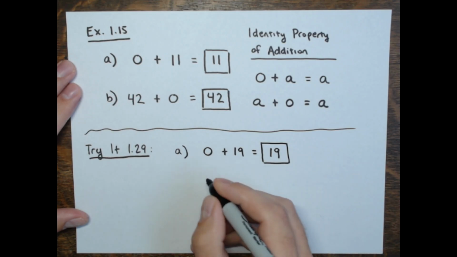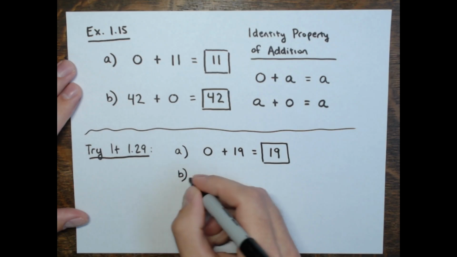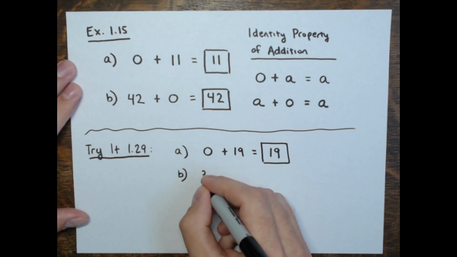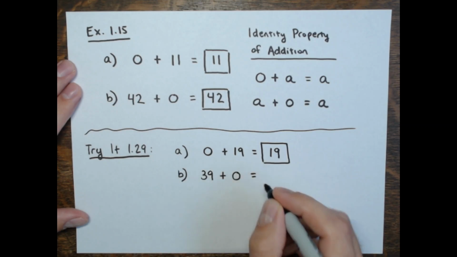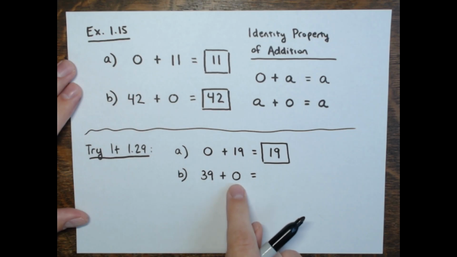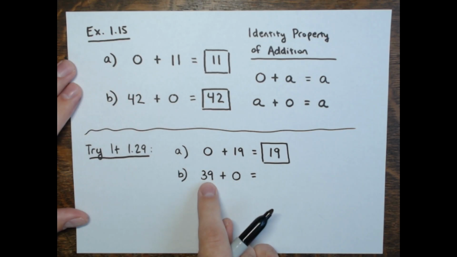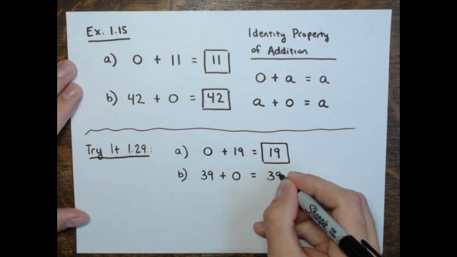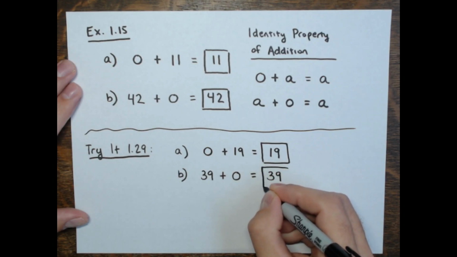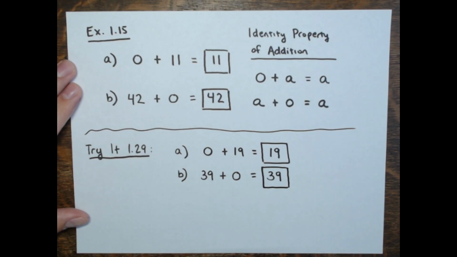Easy. Part B, 39 plus 0. Once again, one of the addends is 0, so we keep the other number. Nothing changes. The 39 stays 39. 39 plus 0 is 39. And that's that for try it 1.29.